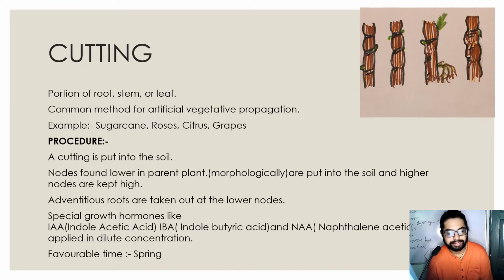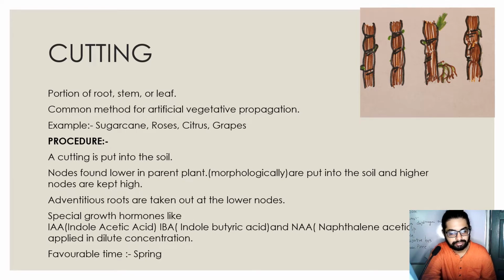Procedure: a cutting is put into the soil. Nodes found lower in the parental body morphologically are put into the soil, and higher nodes are kept high. Adventitious roots are taken out at the lower nodes. Special growth hormones like IAA, IBA, and NAA are applied in minimal or dilute concentration. The favorable time is spring. So let me explain cutting.